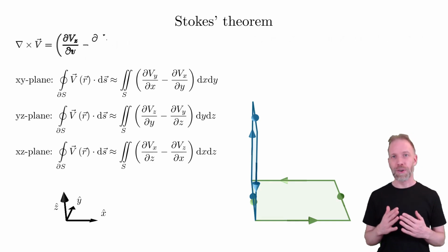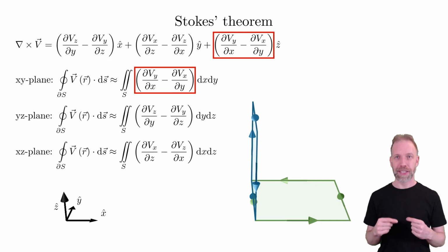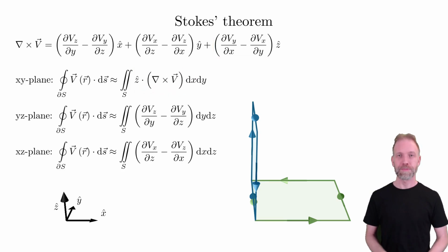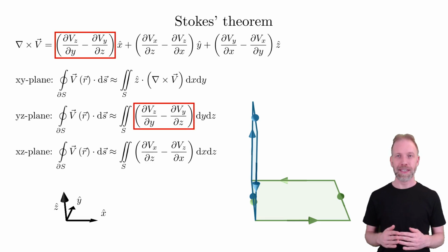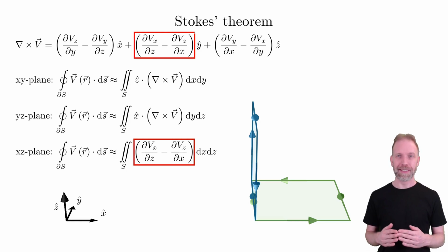Now, let us recall the expression for the curl of V. We can see that the Z component of the curl is the same as we have in the equation for the xy plane. Hence, we can replace it with z hat dot the curl. The X component has the same expression as the YZ plane, so replace it with x hat dot the curl. And the Y component corresponds to the XZ plane, so replace it with y hat dot the curl.